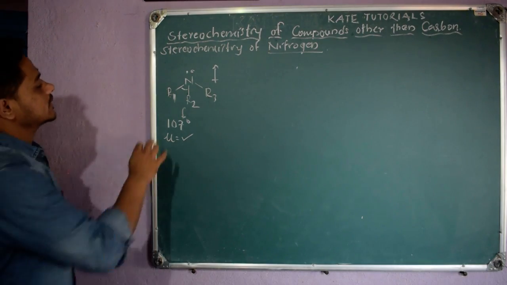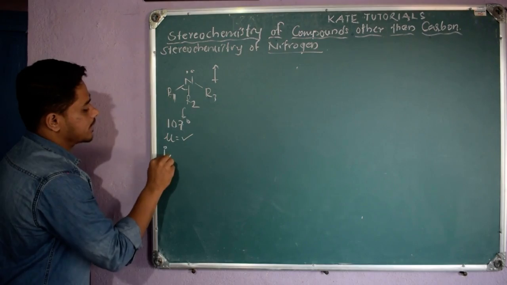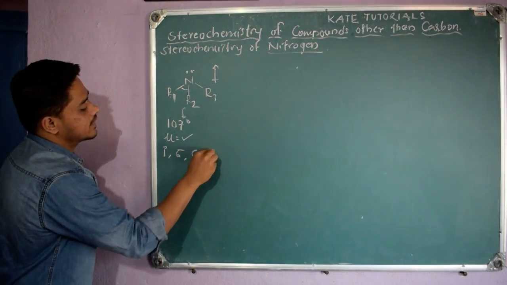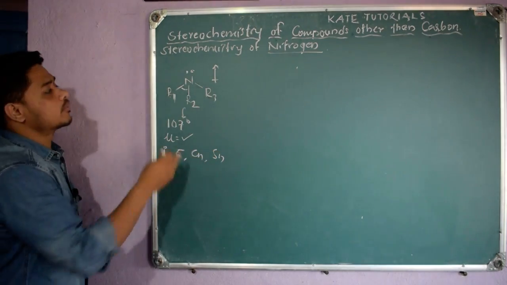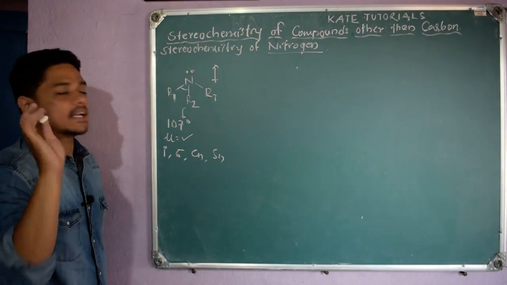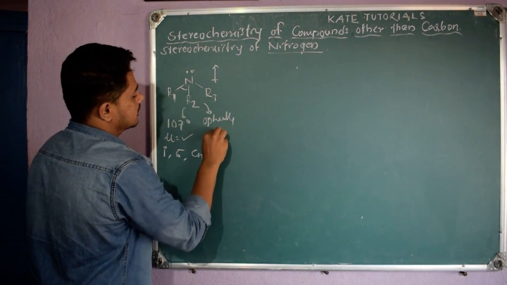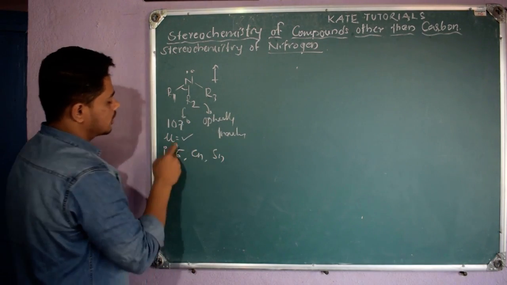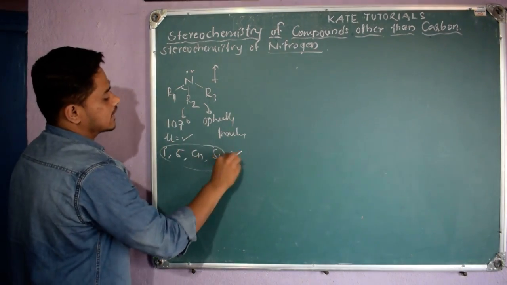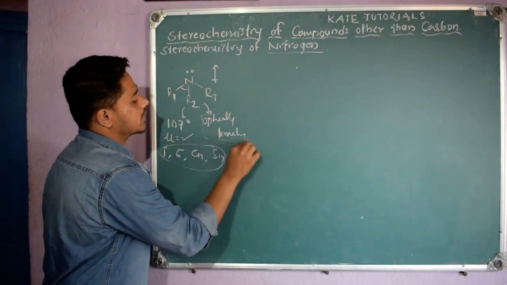But you will say, since all different atoms are attached, there is no center of symmetry, plane of symmetry, axis of symmetry, or mirror plane of symmetry, then it should be optically active. Why is it optically inactive? Because all these are absent in this molecule. It should be optically active, but I am telling it is optically inactive.